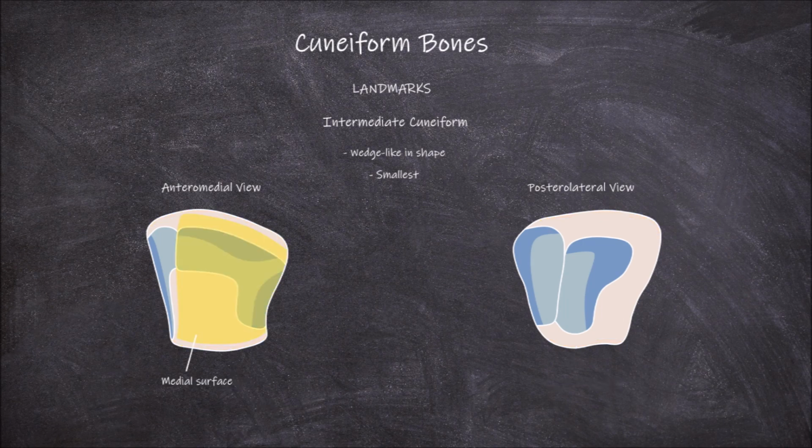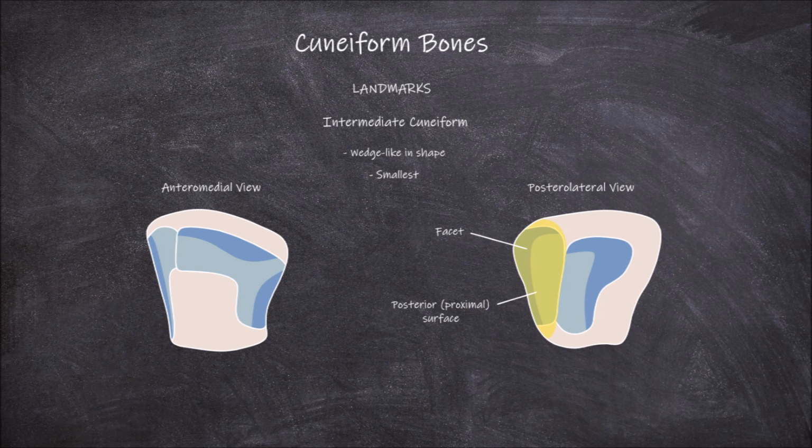The medial surface has a facet on part of it for articulation with the medial cuneiform. The lateral surface has a facet on it for articulation with the lateral cuneiform bone. The anterior surface, also known as the distal surface, has a facet on it for articulation with the second metatarsal. The posterior surface, also known as the proximal surface, has a facet for articulation with the navicular bone.